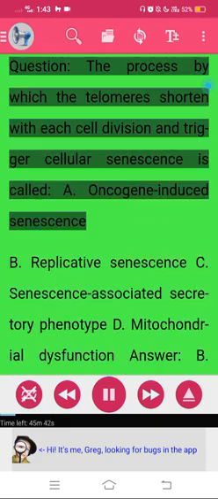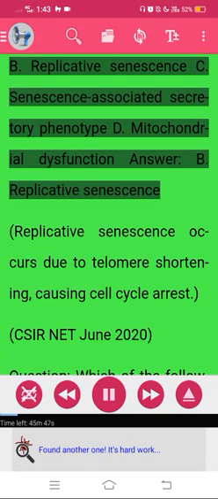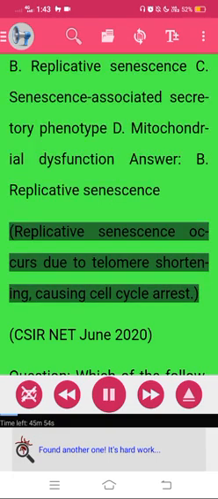CSIR-NET December 2019. Question: the process by which the telomeres shorten with each cell division and trigger cellular senescence is called: A. Oncogene-induced senescence, B. Replicative senescence, C. Senescence-associated secretory phenotype, D. Mitochondrial dysfunction. Answer: B. Replicative senescence. Replicative senescence occurs due to telomere shortening, causing cell cycle arrest.